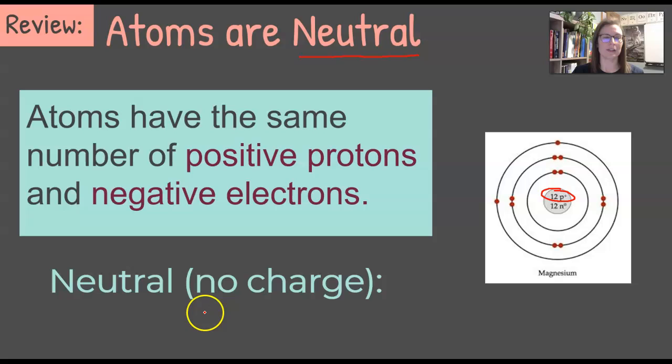Therefore, it is neutral. So something that is neutral is going to have the same number of protons. That means positive charge, right? And electrons. That's negative charge. Okay, so those positive charges and those negative charges, they cancel each other out and it becomes neutral. All right, today we're going to talk about what happens when an atom isn't neutral anymore.